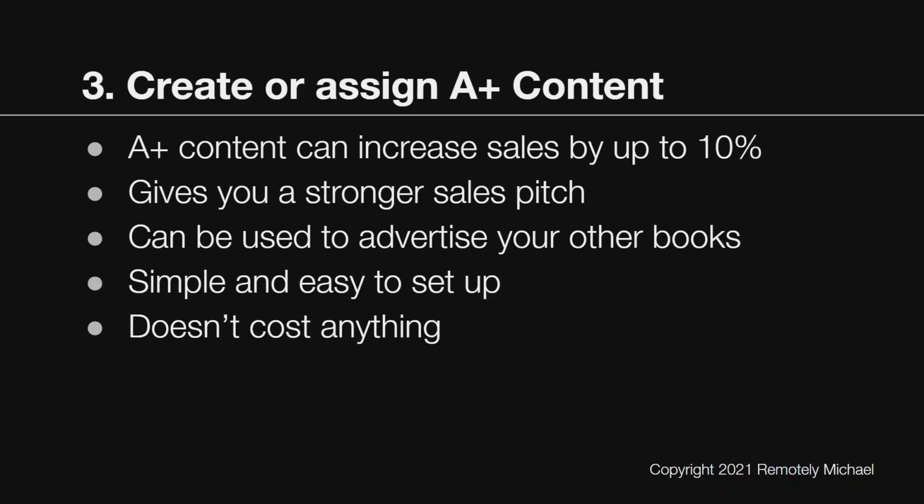3 is create or assign your book to A+ content. So this is relatively new. A+ content has been around on Amazon products for a while. They brought it into KDP and self-published books not that long ago, maybe less than a year ago, less than 6 months, something like that.